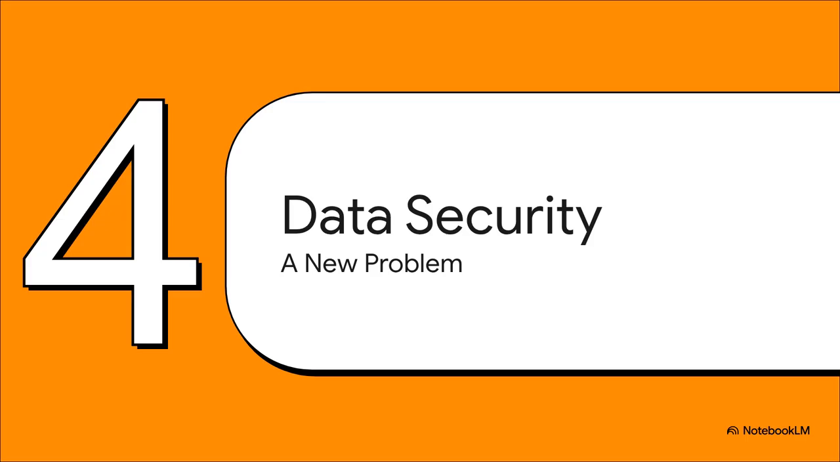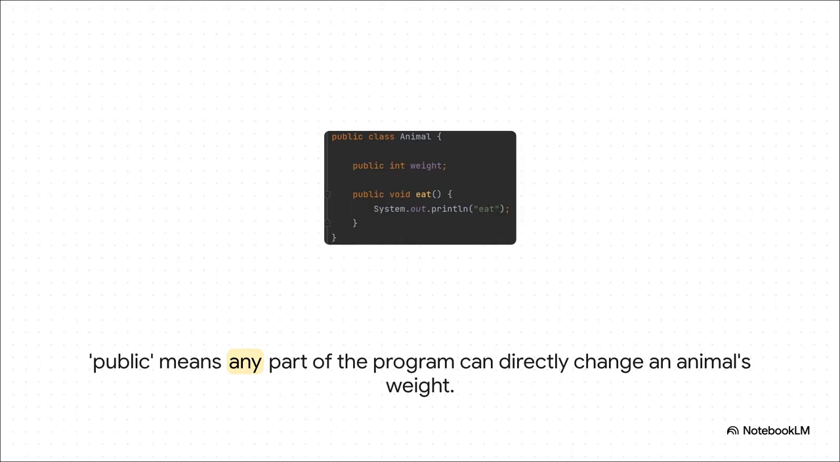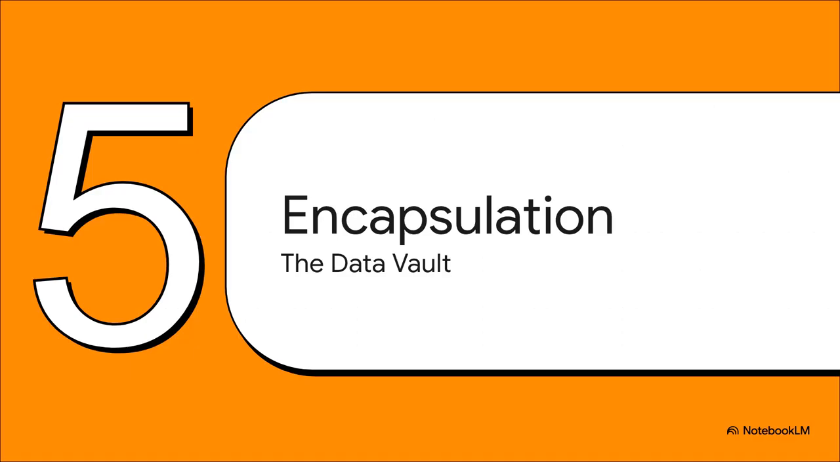Right now, our code is maybe a little too trusting. Let's go back and look at our animal class for a second. See that word public right next to the weight variable? That means that any part of the program, from anywhere, can directly reach in and change an animal's weight. Someone could accidentally set it to like a negative number, which makes 0 sense and could totally crash our program. So, we need a way to protect our data from being misused. And for that, we turn to another core principle: encapsulation.